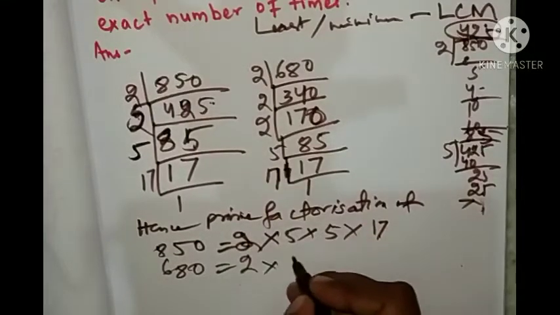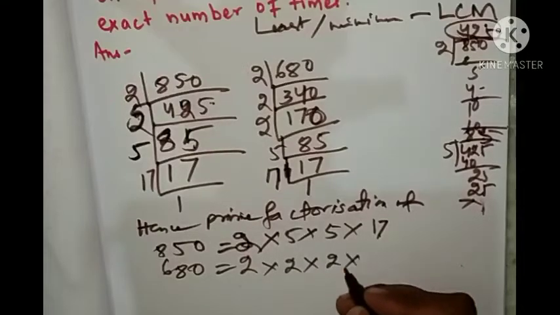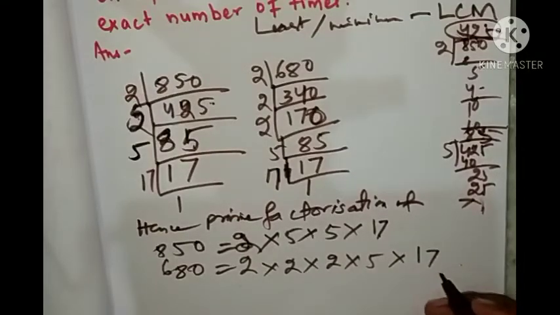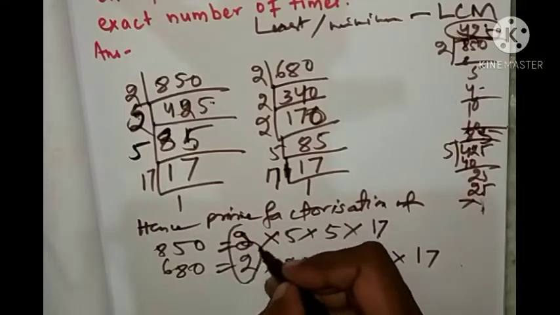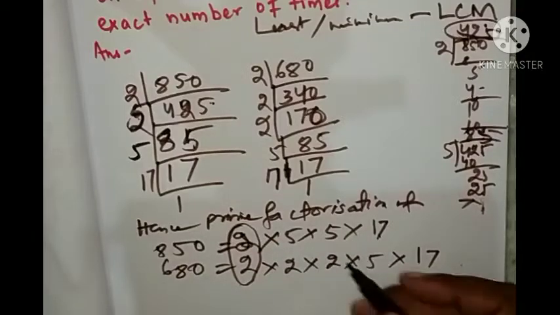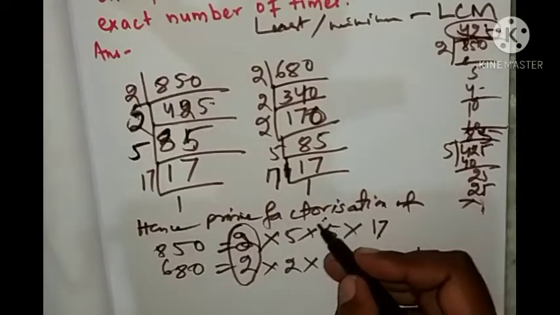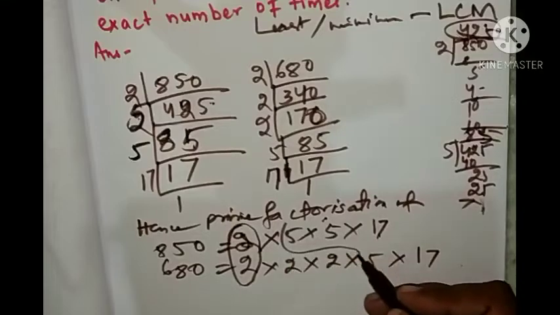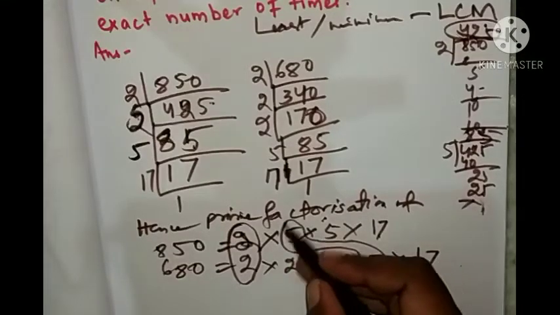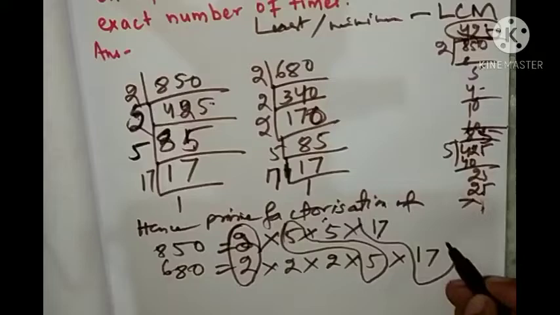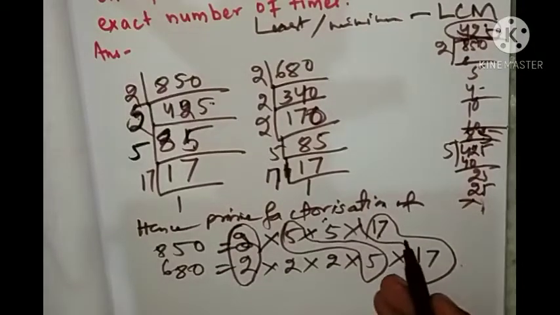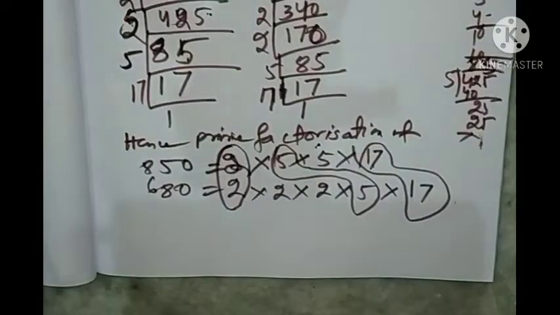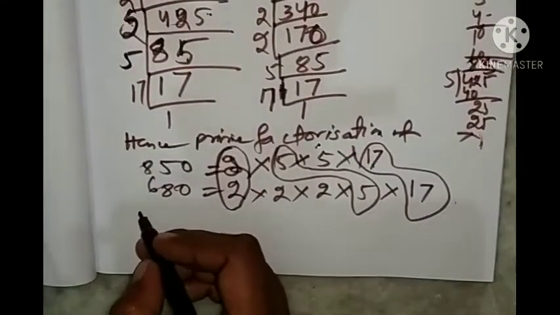2 into 2 into 2 into 5 into 17. So look at here, the highest common factor. First you find out common factor 2, then you will find out 5, okay, then find out 17. So common factor is what? 2, 5 and 17.